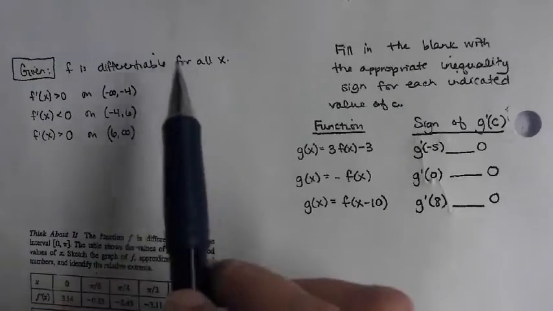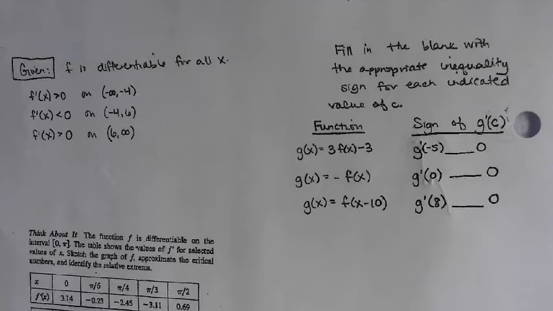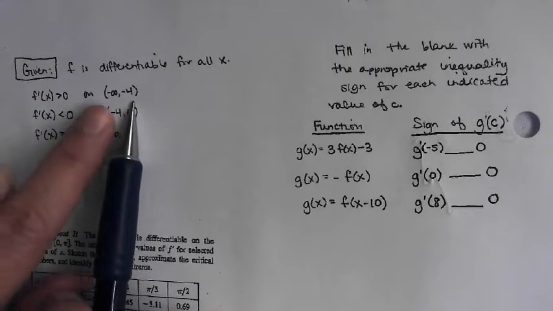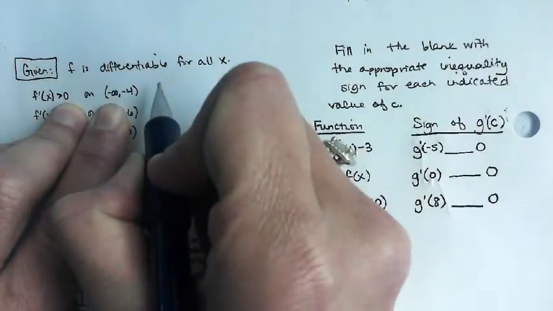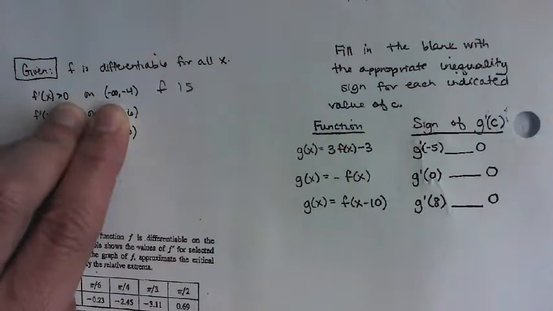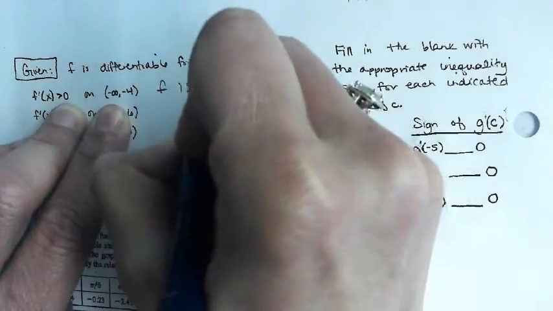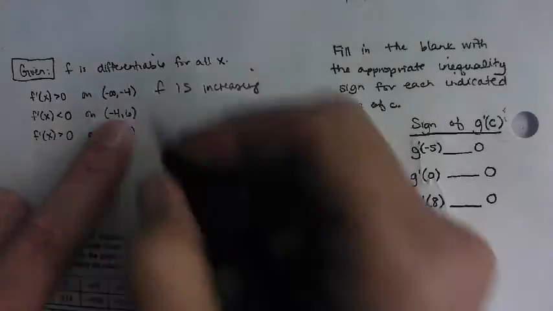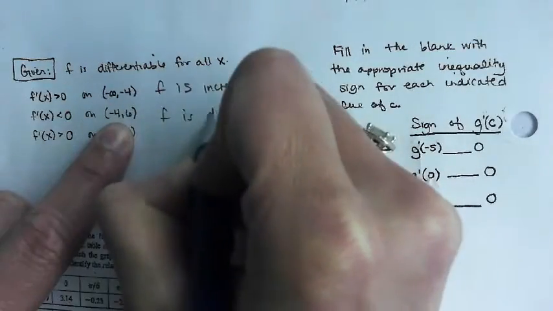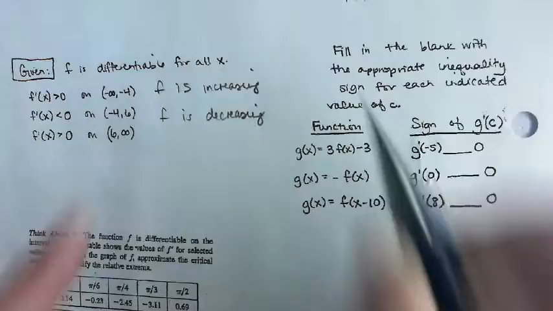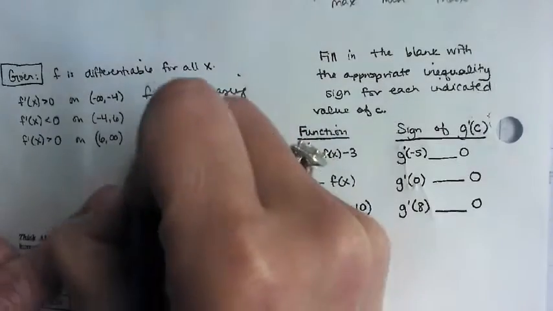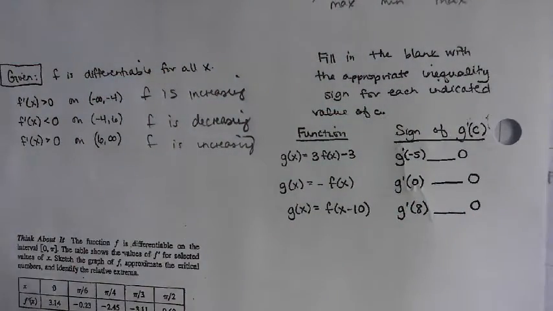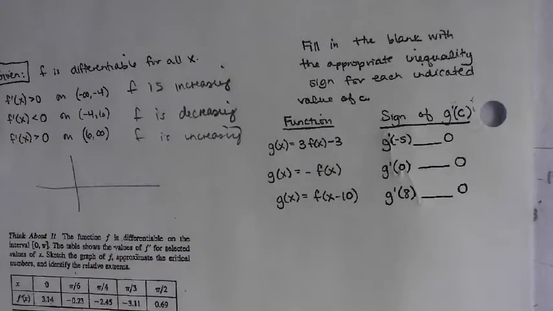Okay. F is differentiable for all x values. So they're telling us that the derivative is positive from negative infinity to negative 4. In other words, what does that mean about the original function? F is increasing. The derivative is negative, means obviously f is decreasing. And if the derivative is positive, f is increasing again. So if you wanted to sketch, that might help you kind of wrap your head around it.